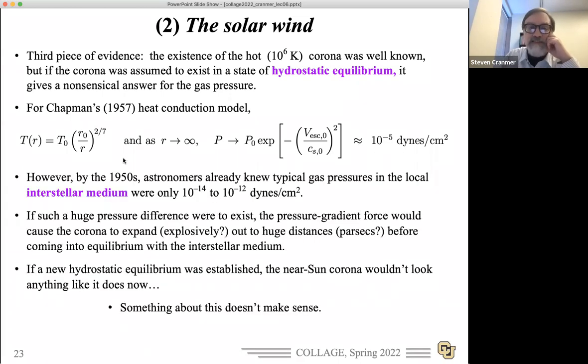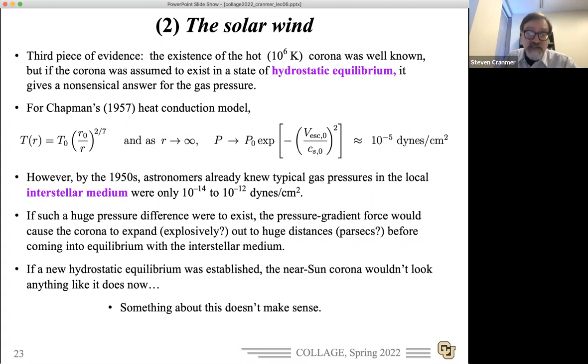But then when you ask the astronomers what the typical pressure is in the interstellar medium, in our local corner of the galaxy, you get numbers that are 9 to 10 orders of magnitude less than that. So there's this huge pressure difference between this hydrostatic corona and what we know to be out there between the stars.